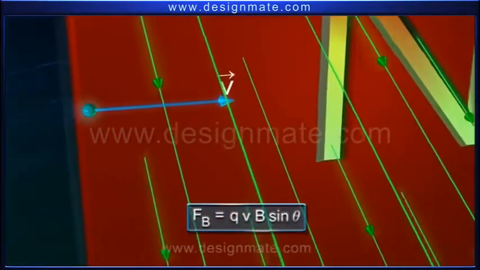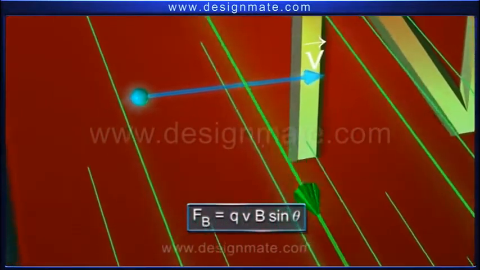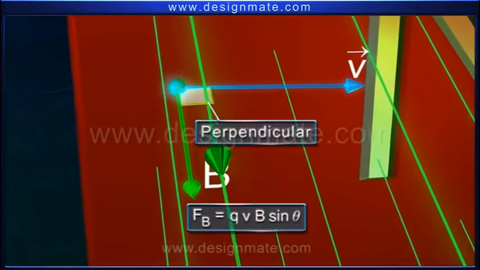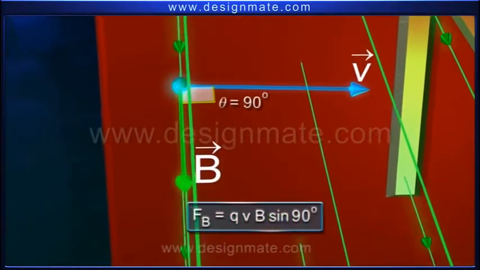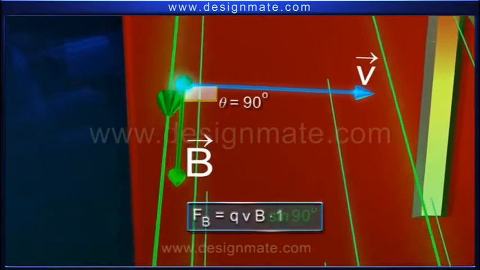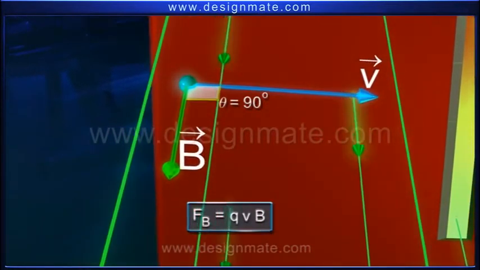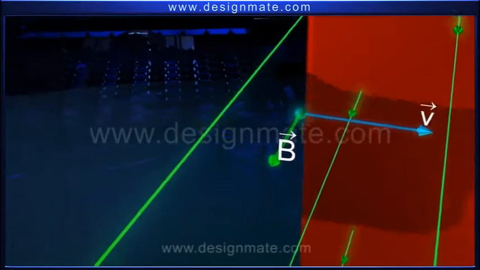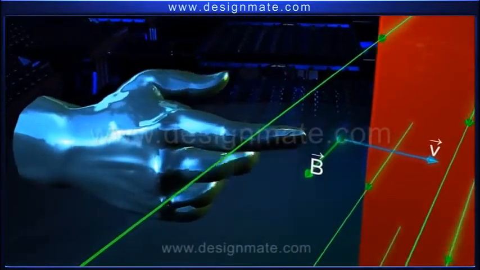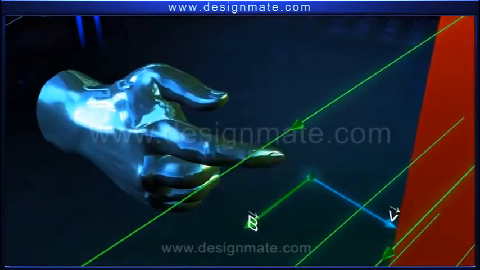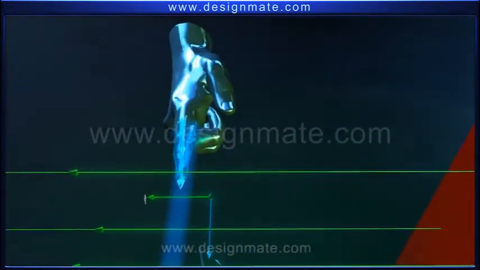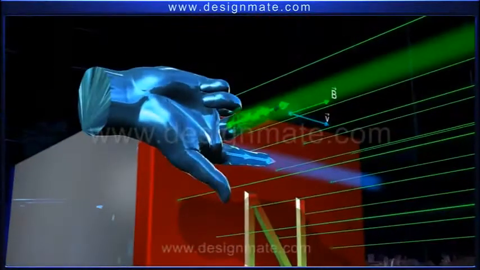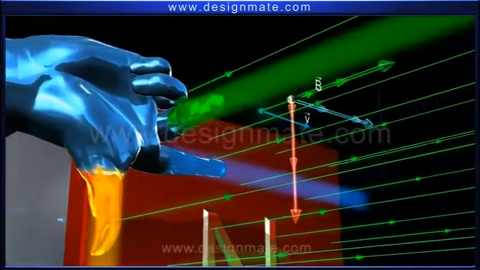Consider a freely moving positive charge Q entering the magnetic field, such that vector v is perpendicular to vector B. For this case, theta equals 90 degrees, and hence the magnitude of the magnetic force is maximum and is Fb equals QVB. To find the direction of Fb on the positive charge, we use the right-hand rule. Orient your first finger along the velocity vector v and second finger along the magnetic field vector B. The direction of the thumb gives the direction of the magnetic force Fb.